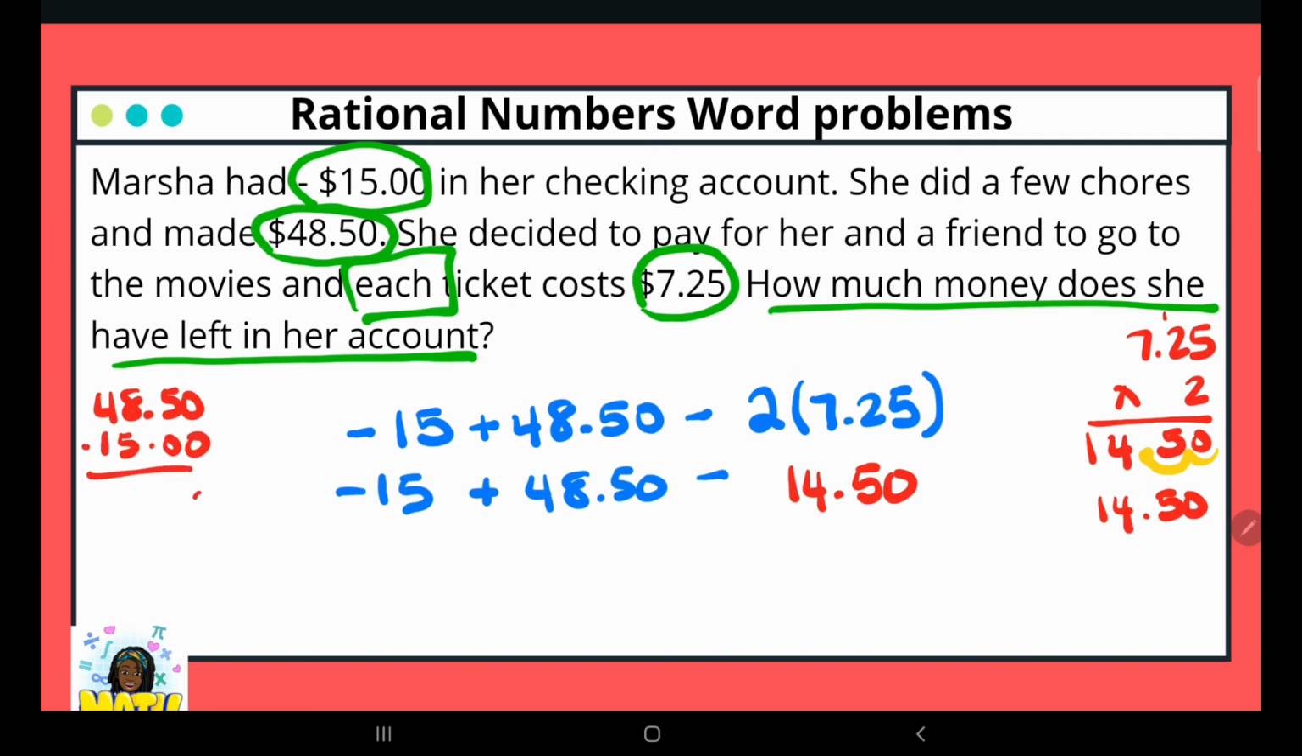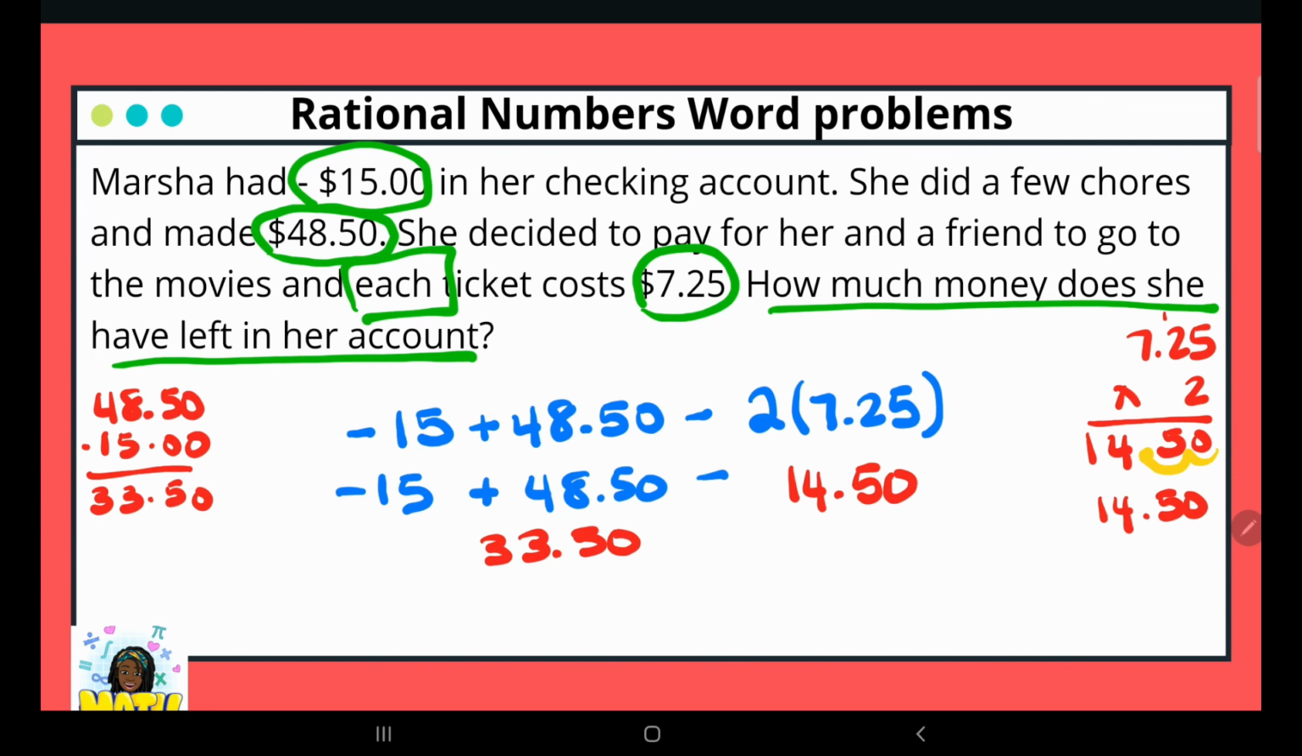Okay, 0 minus 0 is 0, 5 minus 0 is 5. Bring down that decimal point. Whenever we add or subtract decimals, we line up the decimal. 8 minus 5 is 3. 4 minus 1 is 3. So here I have $33.50. Now, is that number going to be negative or positive?